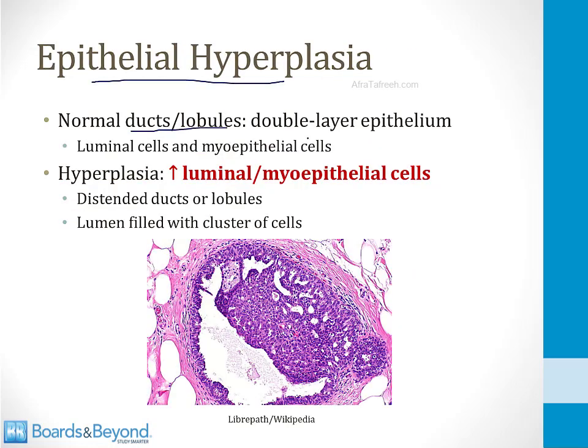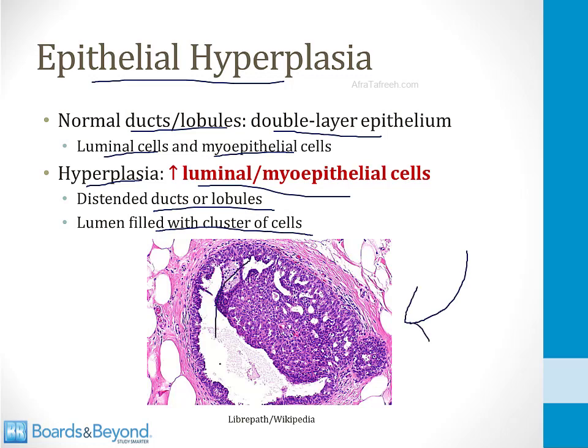So normal ducts and lobules have a double layer epithelium with luminal cells and myoepithelial cells. I talk about this in the video on breast tissue. In epithelial hyperplasia, there's an increased number of luminal and myoepithelial cells. You see distended ducts or lobules, and the lumen is usually filled with a cluster of cells. This is an example on the screen here. There's this big clump of cells inside the lumen. That's epithelial hyperplasia. It's a benign condition, however, it's associated with an increased risk of developing breast carcinoma.